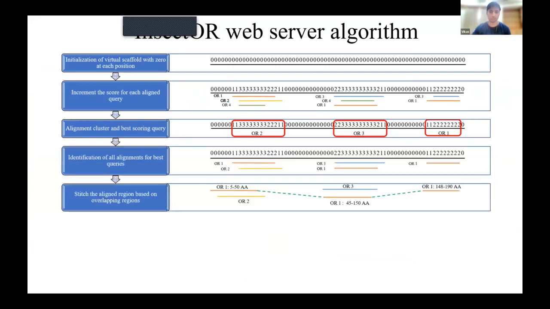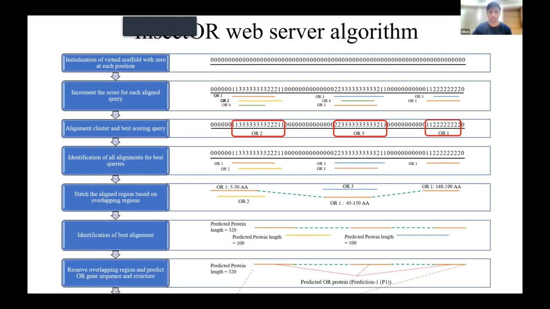And once we have the best scoring query sequences, we also try to identify the remaining positions where that particular query sequence is being aligned, although that might not be the best query sequence for all of the genomic locus. So once we have that identified, based on the overlap between the different alignment regions, we stitch them together to build a better gene model.